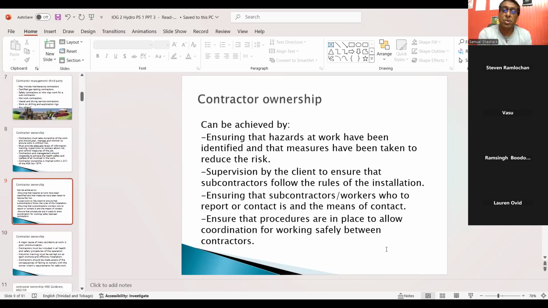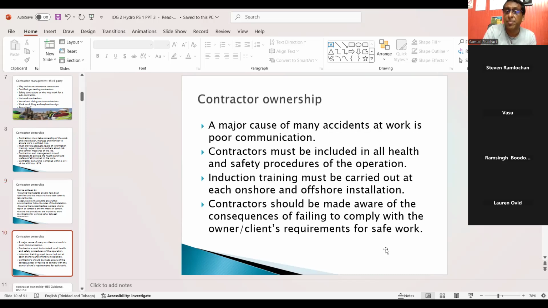Contractor ownership can be achieved by ensuring that hazards at work have been identified and that measures have been taken to reduce the risk. Supervision by the client ensures that subcontractors follow the rules of the installation, and that workers know who to report to and the terms of the contract, right? So subcontractors, if you're working under a contract, have to know the terms of the contract as well. Also ensuring that procedures are in place to allow coordination for working safely between contractors, often kind of difficult to do. A major cause of many accidents at work is poor communication amongst those contractors. Contractors must be included in all health and safety procedures of the operation.